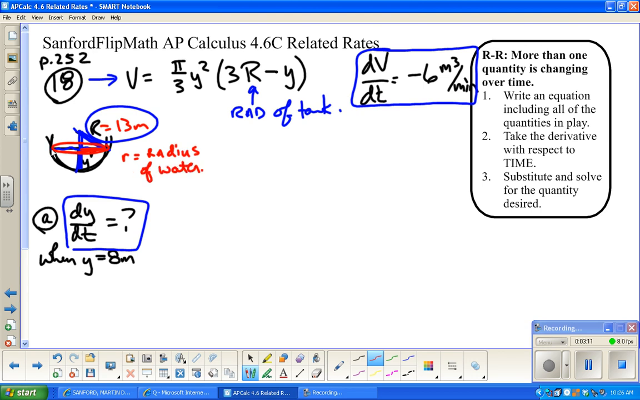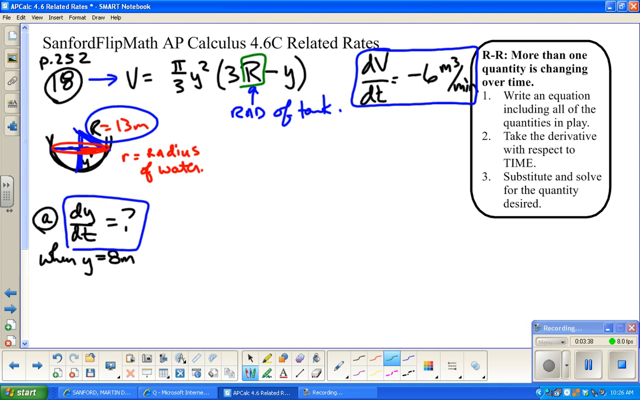So remember, if we're talking about a sphere, we're talking about water lying in the bottom of this, and the top of it makes a circle. The radius of that circle is little r. Not really an issue right now because it's not in our equation. It doesn't become an issue until we get to part B. All right, so at this point we just need to do a derivative.